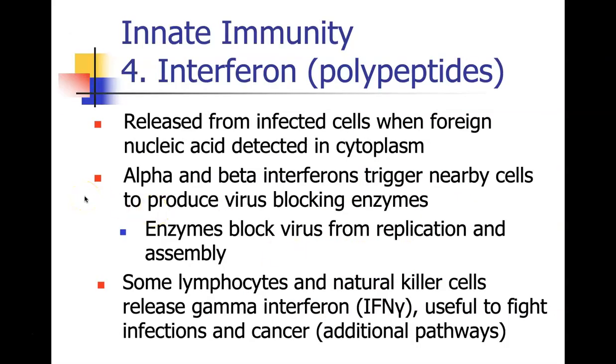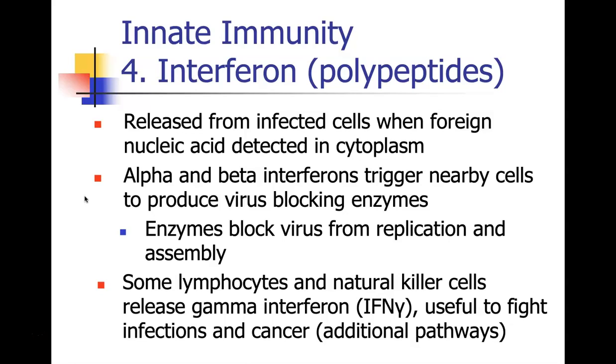The fourth part of innate immunity is called interferons. These are polypeptides released from infected cells when foreign nucleic acids are detected in the cytoplasm. So this is a detection for particularly things that are alive, and things that have nucleic acids in them. Alpha and beta interferons trigger nearby cells to produce virus-blocking enzymes. So it's a way for them to identify viruses and attack them, particularly by blocking virus replication and assembly.